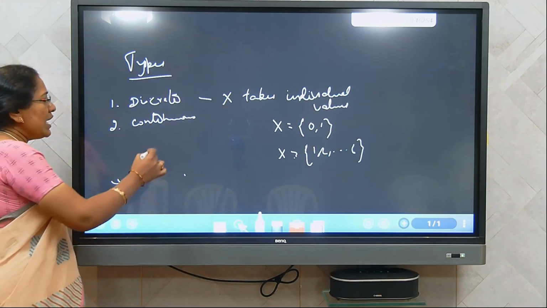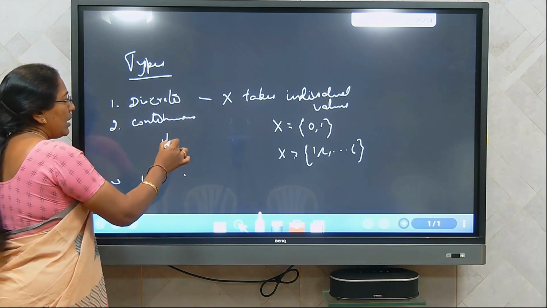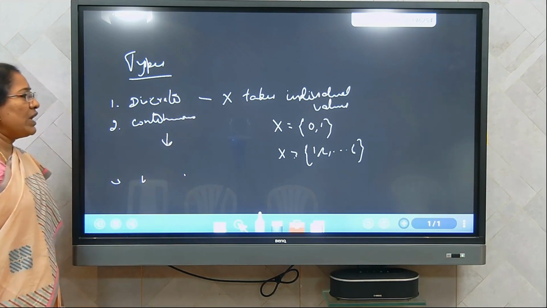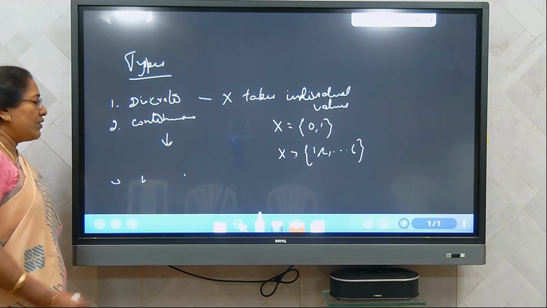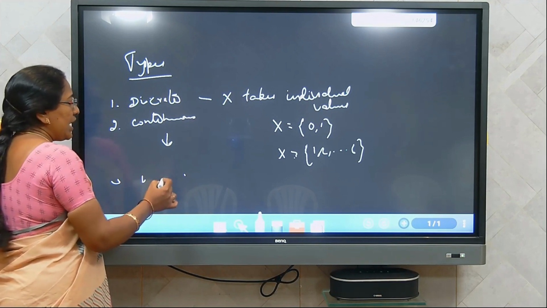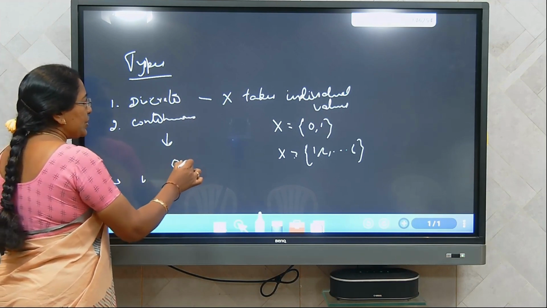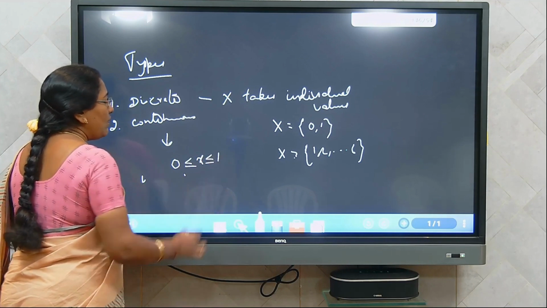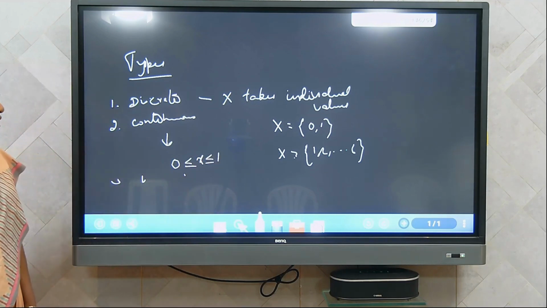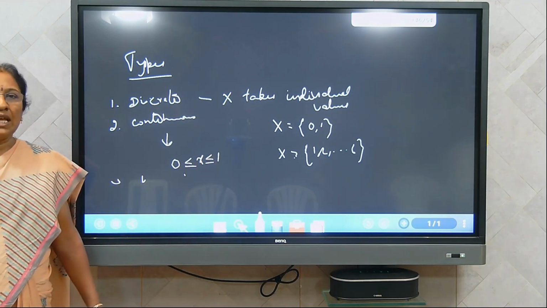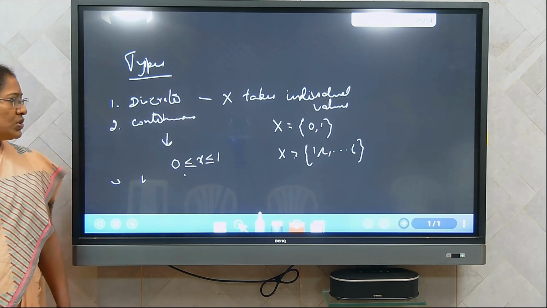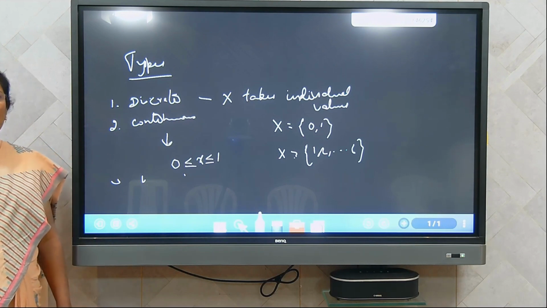A continuous random variable is nothing but a random variable which takes values in an interval. For example, if we define the random variable in the interval 0 to 1, so X takes all values in the interval 0 to 1. In that case, we say X is a continuous random variable. So that is the difference between discrete and continuous random variable.